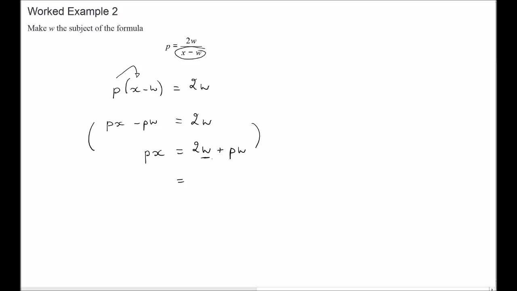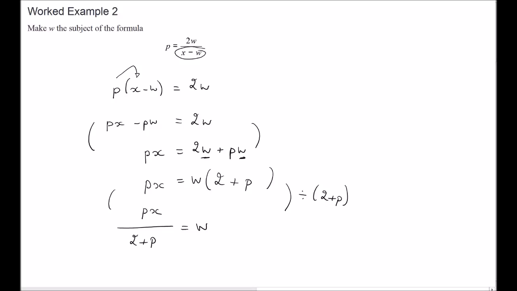Now I have all my w's here, so I'm going to factorize out my w. 2 times w and plus p times w, so I get px is equal to w times (2 plus p). I multiply by 2 plus p, so I'm going to divide by 2 plus p. I'm going to do the same thing here: divide by 2 plus p.